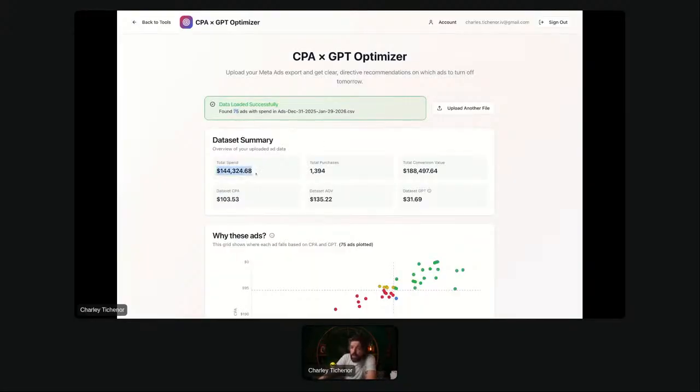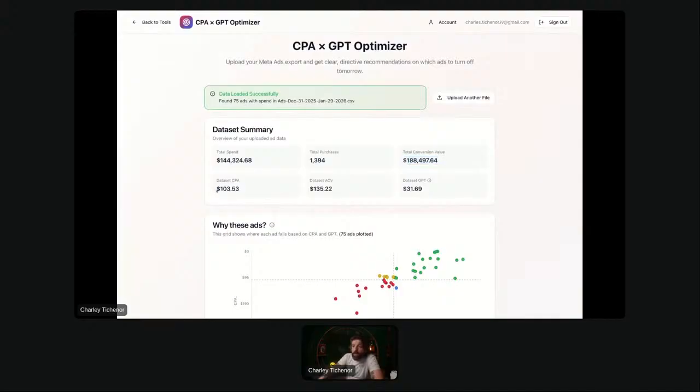This is $144,000 spent in this month period. Okay, and that's 1,394 purchases at $190,000 in conversion value. Now, the data set had an AOV of 103 and a CPA of 103 and an AOV of 135.